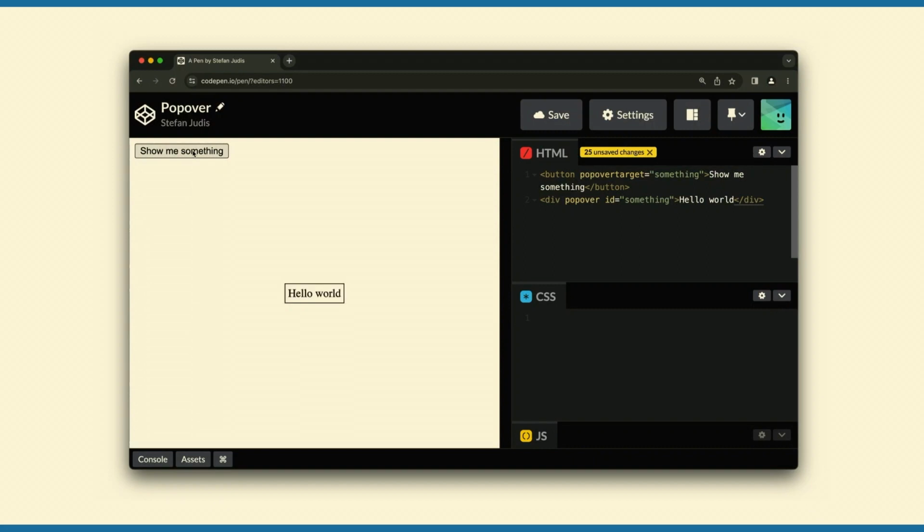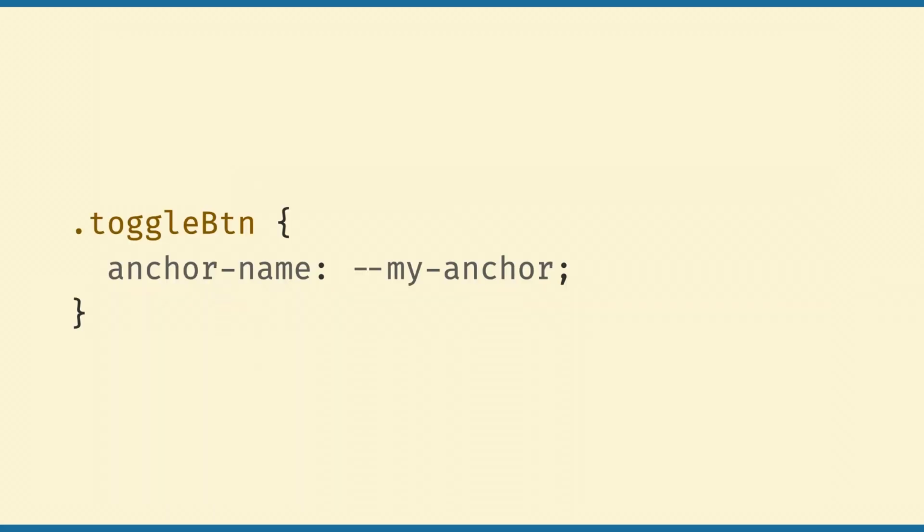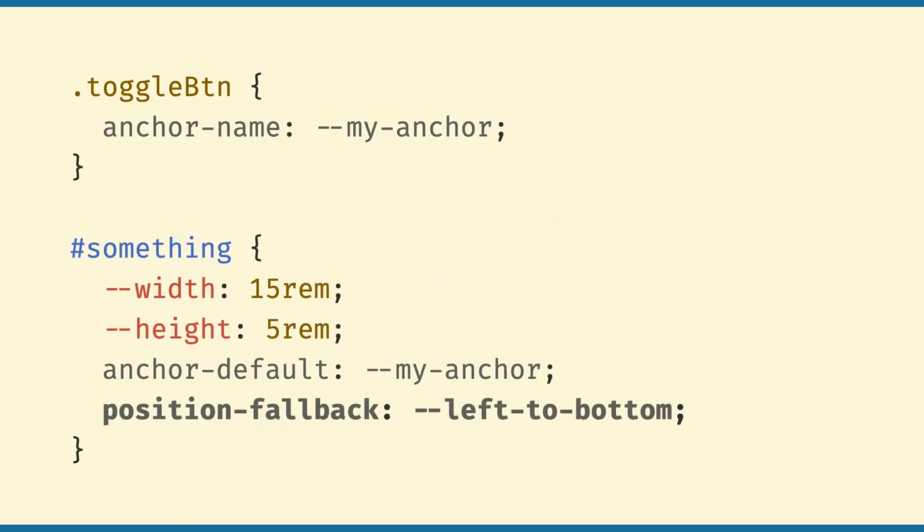Isn't that exciting? I mean, it's a little bit sad that this is exciting, but how could you position something so that it's not falling off the screen? This is a little bit further down the future, but I think it's actually cool stuff. So we can have this toggle button, and we can give it an anchor name. And here we have this something with the ID "something" that has, first of all, it's connected to this toggle button with anchor name, but then it has new stuff that is called position fallback.